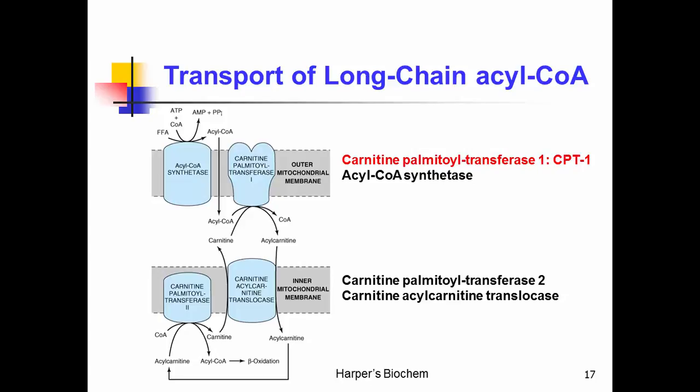So just try to remember, there is a transporter system that helps fatty acyl-CoA enter the mitochondria for beta oxidation, and there is a key enzyme in this system, the CPT1, right, that can control the rate of fatty acyl-CoA transport into the mitochondria. Any questions? Is that clear?